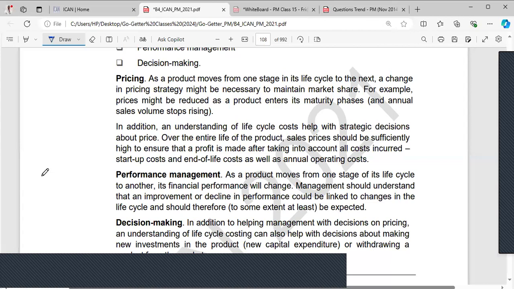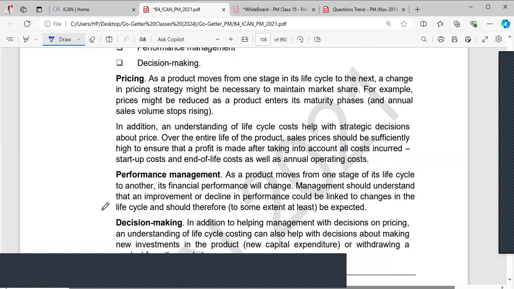You get to the maturity stage, your sales are fairly constant, your cost is fairly constant, your profit is just a little difference that may not be too significant. The decline stage, your profit might reduce because your sales will be dropping, your cost might be fairly constant, so your profit will be dropping. So you need to understand your financial performance at each stage and you know what to do.